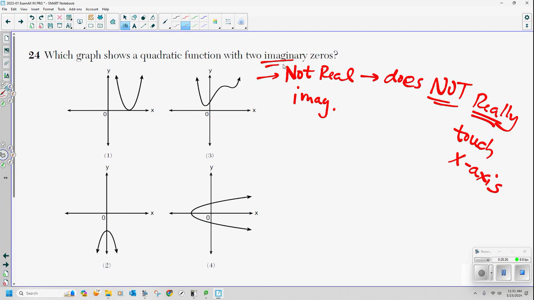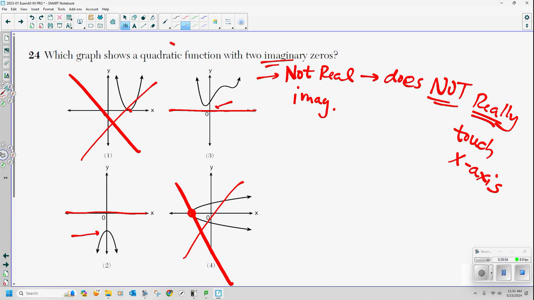A quadratic function. Okay, I made notes. Sorry. Okay, a quadratic function. So I can't touch. See how this touches right here? So it's not choice 4. See how it touches right here? It's not choice 1. So look, I see choice 2 doesn't touch the x-axis. That's the x-axis. And I see choice 3 doesn't touch the x-axis. Okay, that's good. So which one is it?